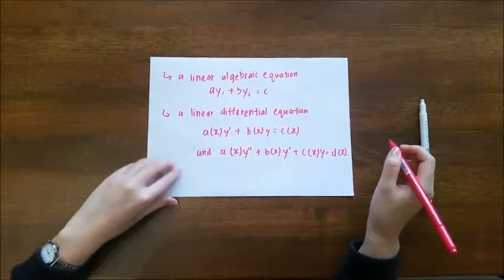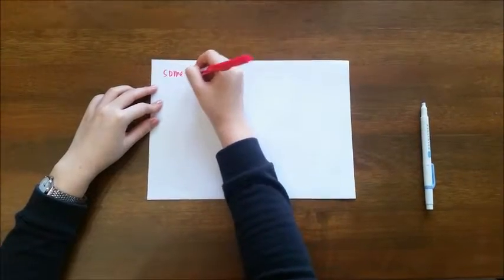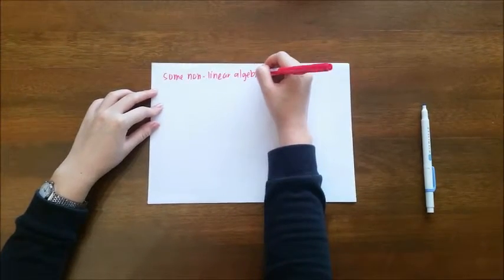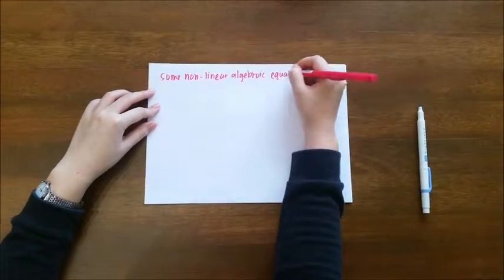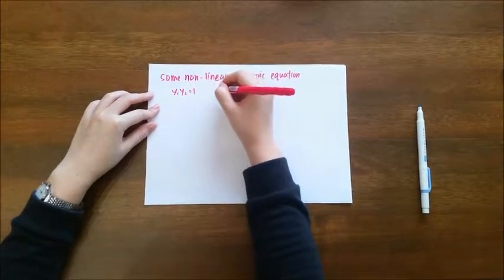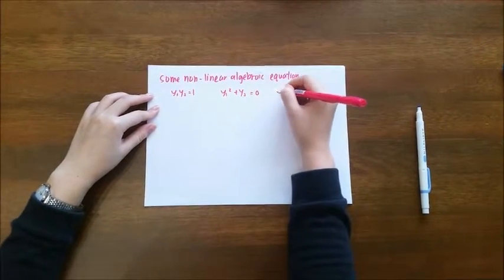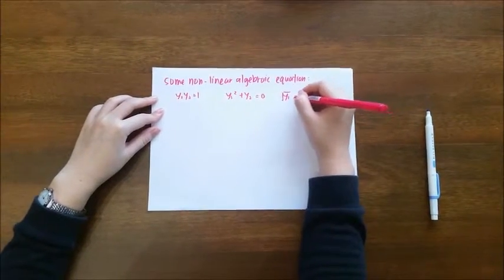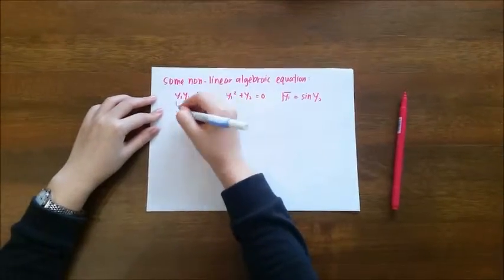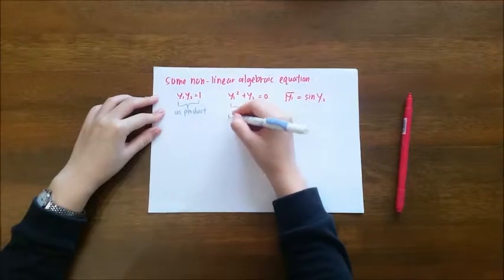Now, let me give you some examples of non-linear algebraic equations, and then we will move on to non-linear differential equations. Some of these equations include y1 times y2 equals 1, which is a hyperbola. The second equation is y1 squared plus y2 equals 0, which gives a parabola. The third equation gives square root of y1 equals sine y2. None of these equations have the form of a linear algebraic equation.